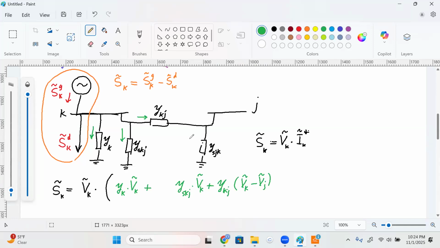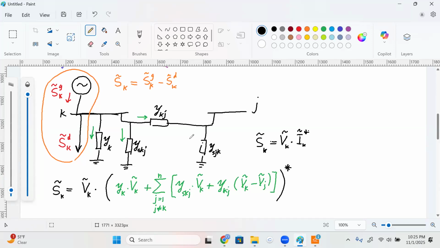In this example, I'm showing just one line that is connected to bus K. In reality, though, I could have a lot of different lines connected to it. I can have multiple nodes connected to bus K, to node K. So in the most general sense, this might be a summation, where J goes from 1 to N, but just keep in mind that J is different from K. It cannot be connected to itself. This is going to be my equation for the current, and obviously there's going to be a conjugate for the whole thing.